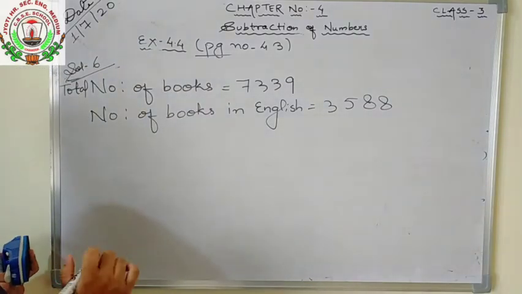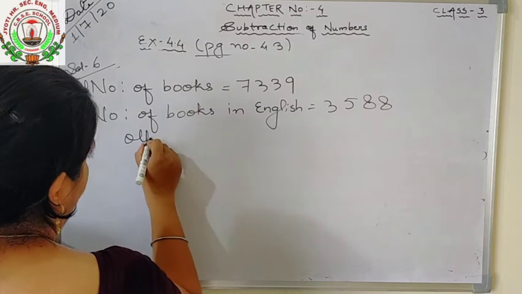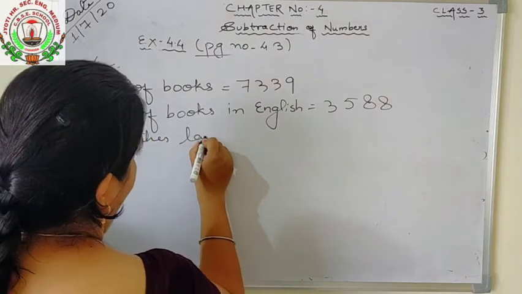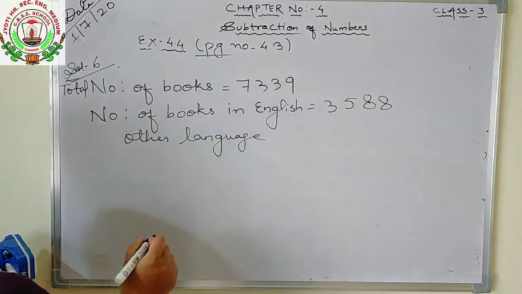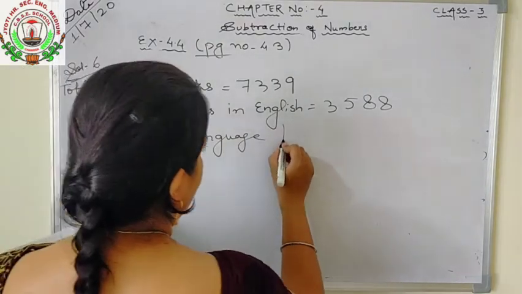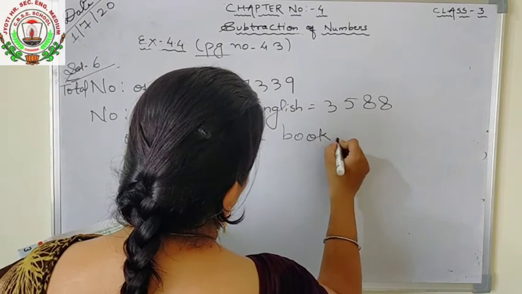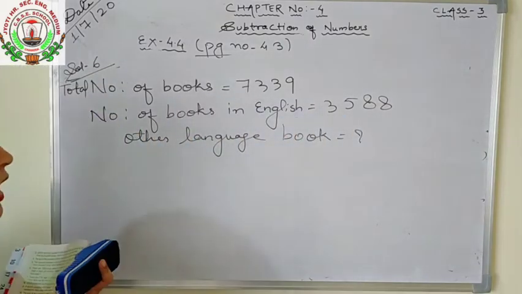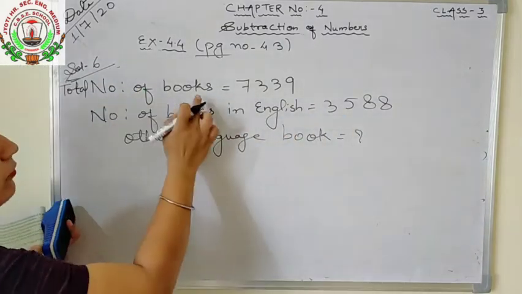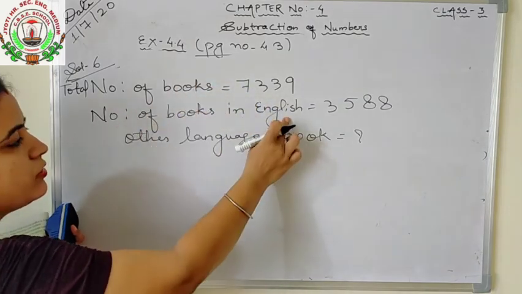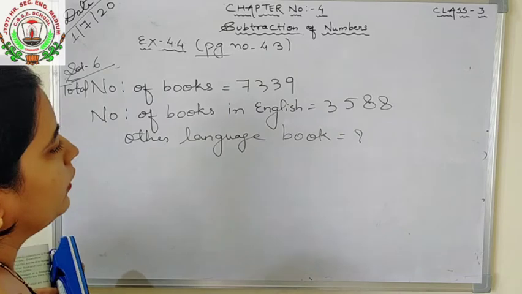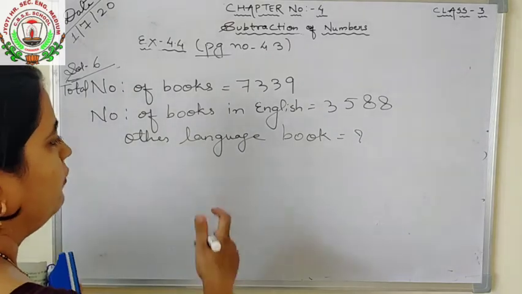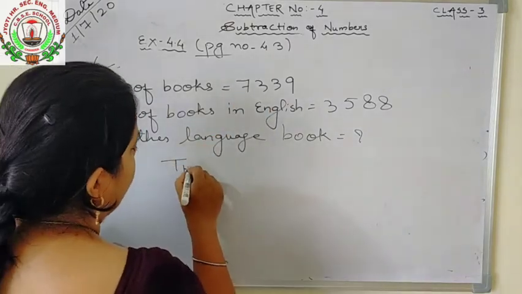How many books are there in other languages? Other language books. This you have to find out. Understood the question? Total number of books are given. Number of books in English, this much books in English. So what you have to find out? How many books are there in other languages? So when we subtract, we will get our answer.